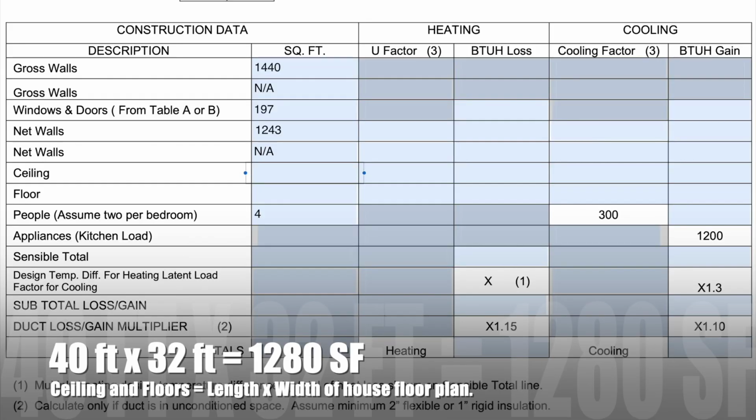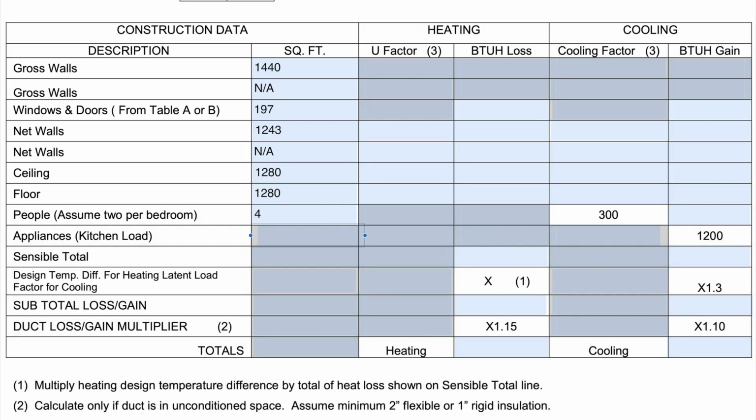So let's go back and enter that information now. So the floors, right, we did that, 1,280 square feet for the floors. And enter 1,280 square feet for the ceiling. And that's it. That's how you find the construction data for the home.